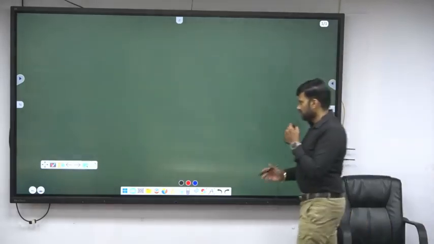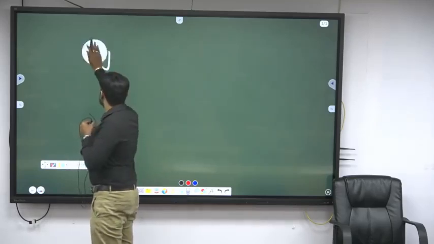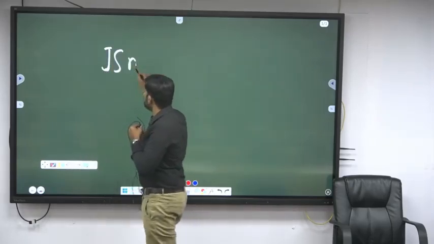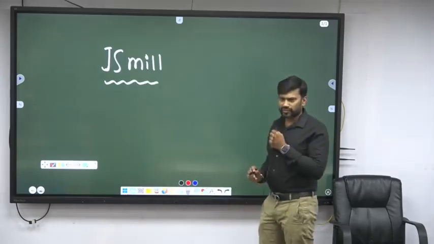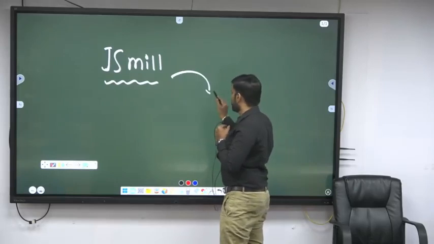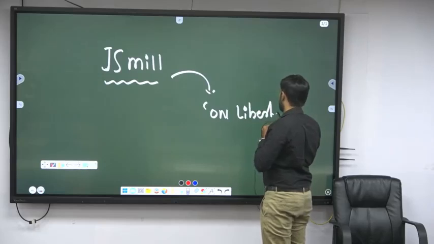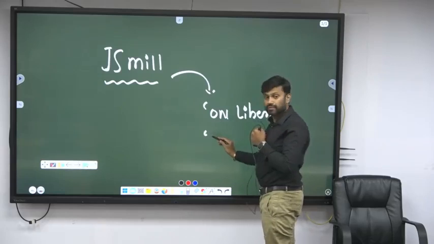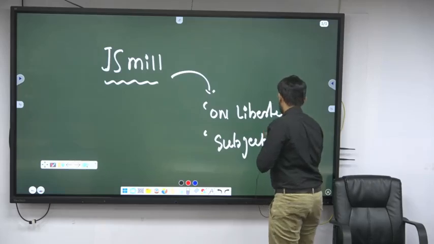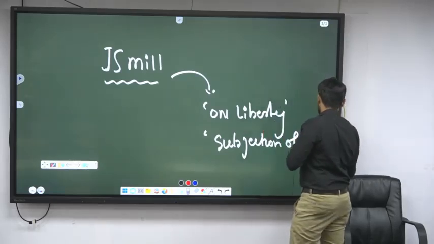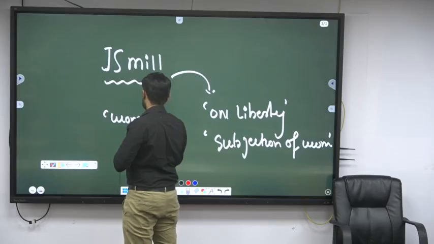Okay, good morning. So in yesterday's class we were doing J.S. Mill, that is John Stuart Mill. What are the important works written by J.S. Mill? One is On Liberty. Second one is The Subjection of Women. He also wrote about women's suffrage, meaning giving voting rights for women.